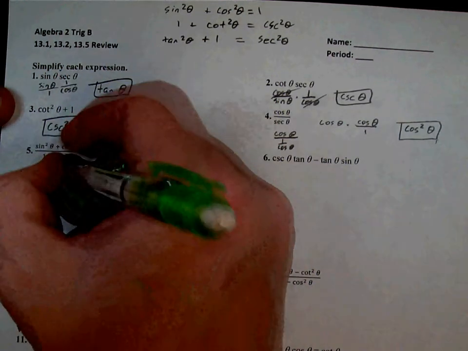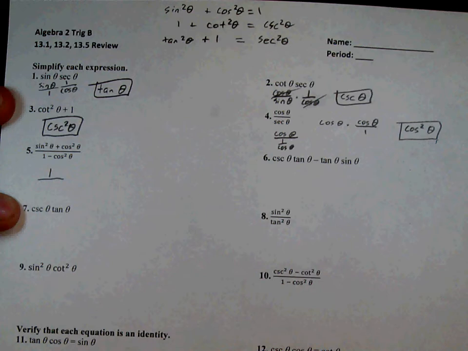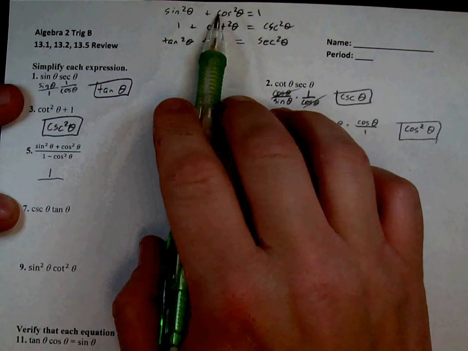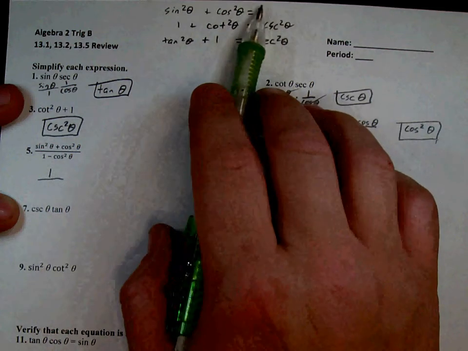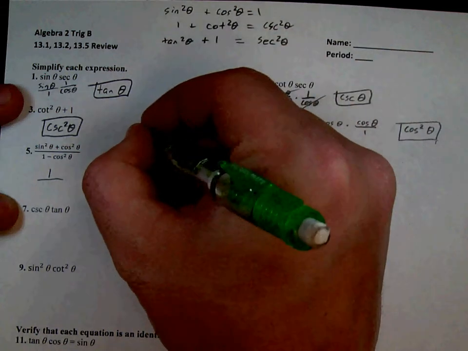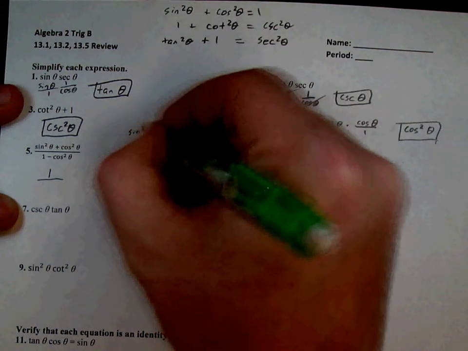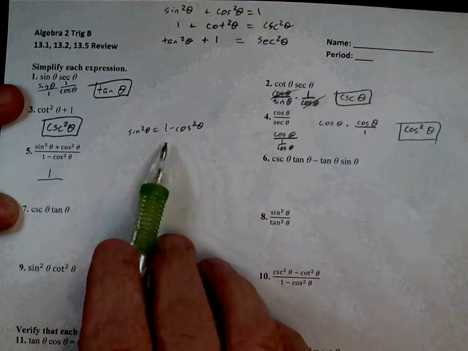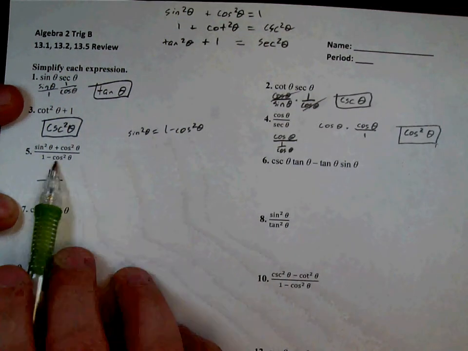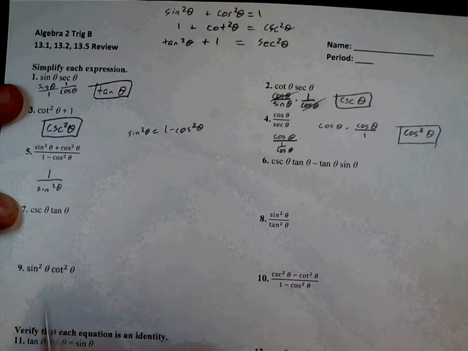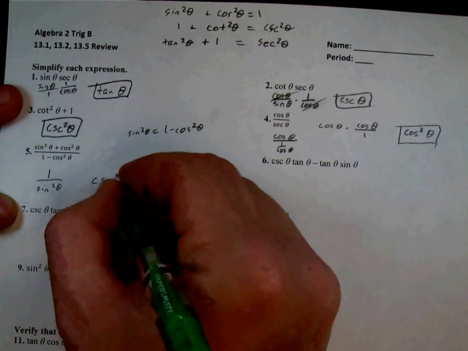Okay, number 5 now. Sine squared plus cosine squared. We know that that's 1. In the denominator, 1 minus cosine squared. We need to take that sine squared plus cosine squared and rewrite it so it says 1 minus cosine squared. If I subtract cosine squared from both sides, I will end up with sine squared of theta equals 1 minus cosine squared of theta. That's helpful to use here because 1 minus cosine squared is equal to sine squared. So I can replace the denominator with sine squared, and 1 minus sine squared can be written as cosecant squared of theta.